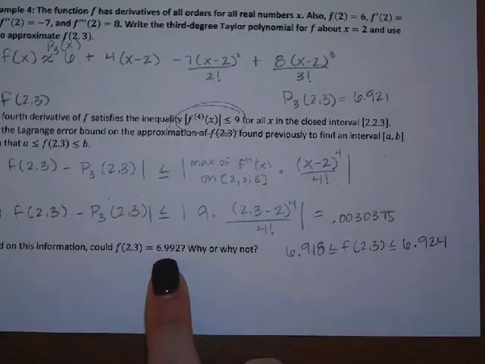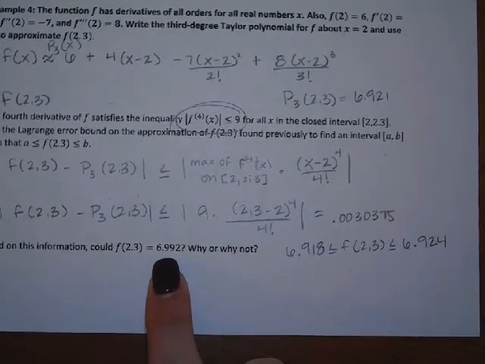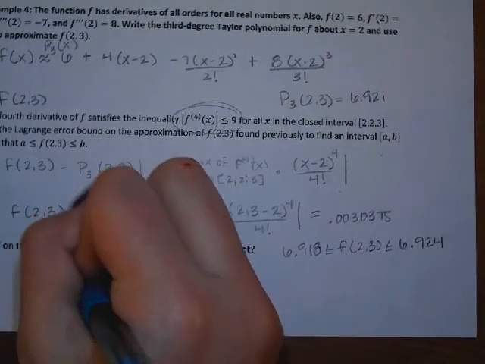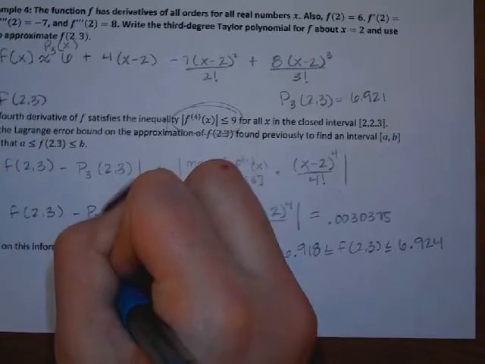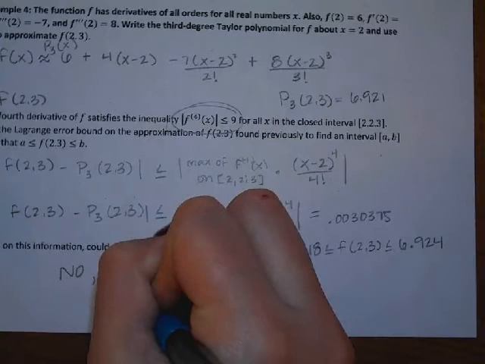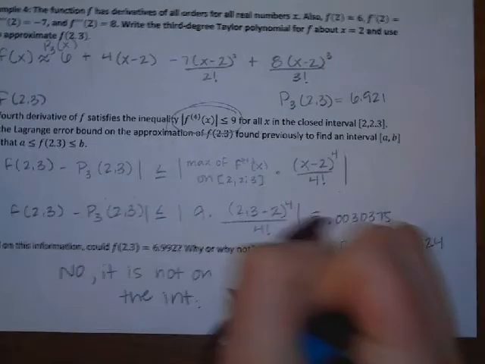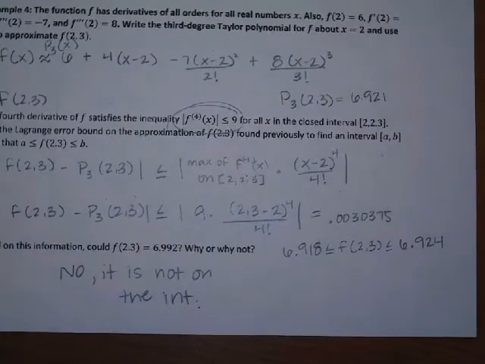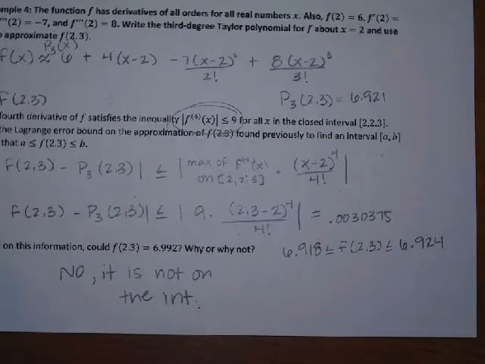Could the evaluation be 6.992? No. Why not? It's not on the interval. It is not on the interval. See, I can't know because I can't see. Thank goodness you are capable of doing math on your own paper. Well, I'm in the middle. You ask me a question and I go to like, oh, can it? And then you're like, I don't know, I can't read that. Marvelous.